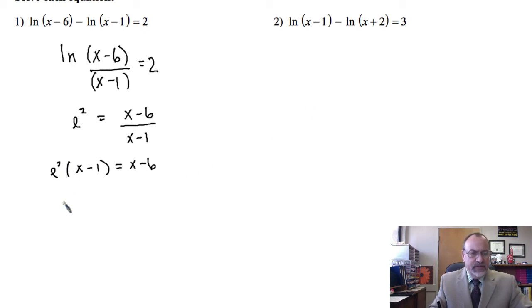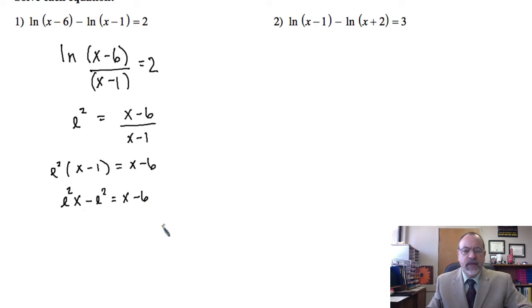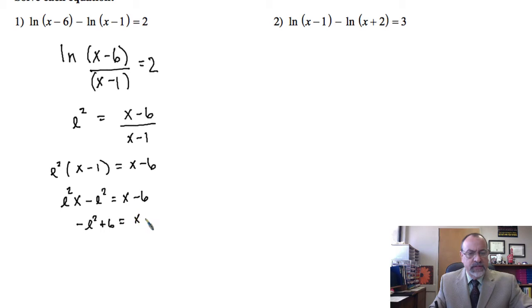So I'm going to need to distribute this first. So this is going to be e squared x minus e squared then is equal to x minus 6. Now again, here's my x term and here's my x term, so I'm going to move this term to the other side in order to get the x's together, and I'm going to move this term to this side because it does not contain an x, and then I'll have just x's. So this is going to give me then negative e squared plus 6 equals x minus e squared x.